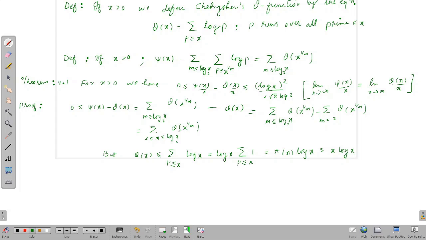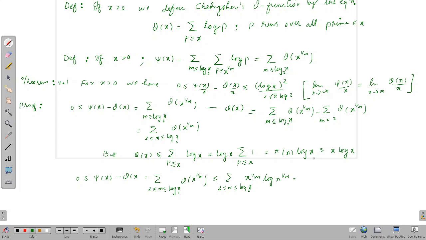So we can replace theta of x raised to 1 by m with x raised to 1 by m times log x raised to 1 by m. Okay, so we write this equation. We have 0 less than or equal to psi of x minus theta of x, that is equal to the summation over 2 less than or equal to m less than or equal to log x to the base 2 of theta of x raised to 1 by m, and this can be replaced by x raised to 1 by m log x raised to 1 by m. So we have the summation over 2 less than or equal to m less than or equal to log x to the base 2 of x raised to 1 by m log x raised to 1 by m.